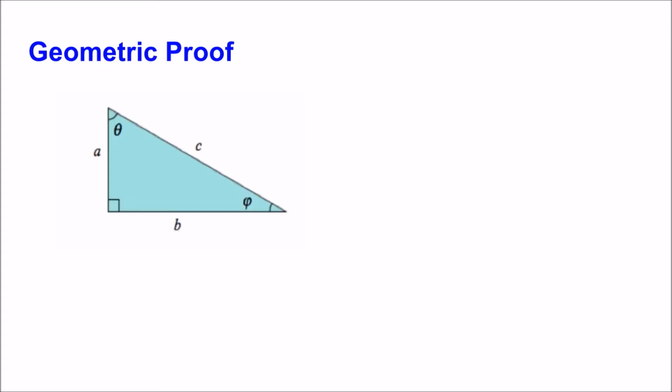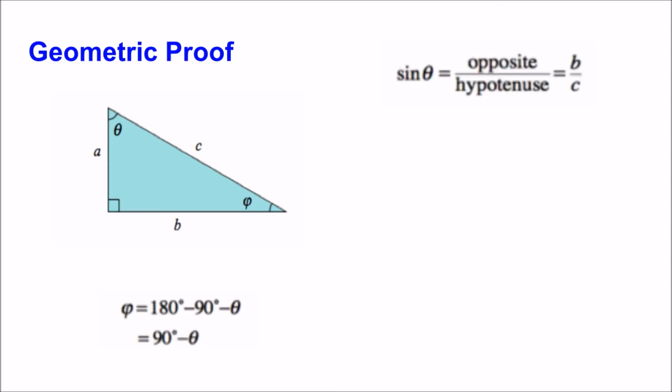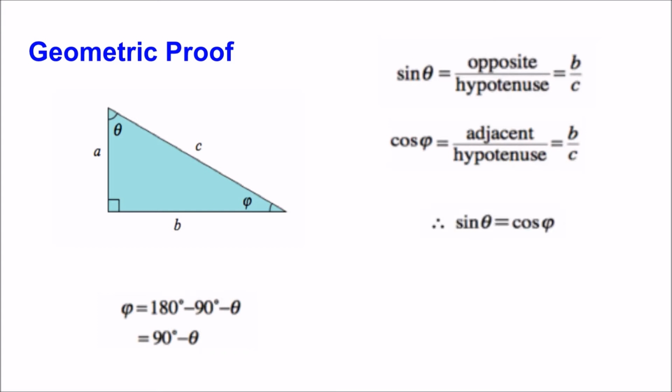The second is a geometric proof. So here we have a right angle triangle with other angles theta and phi. We can make the statement that phi is equal to 90 minus theta. And we can also state that sine theta, since it's opposite over hypotenuse, is equal to b over c. And cosine phi, which is adjacent over hypotenuse, is also equal to b over c. So we have the relationship that sine theta is equal to cosine phi.